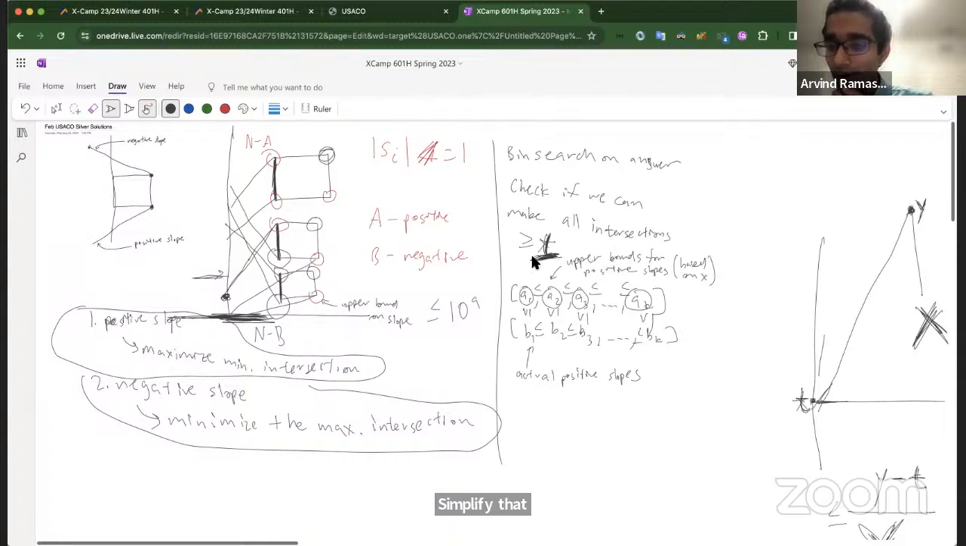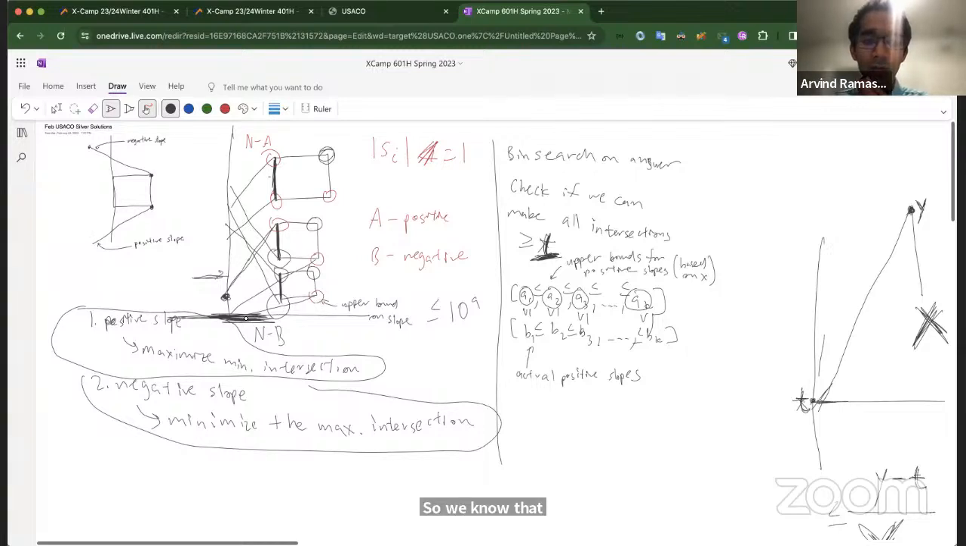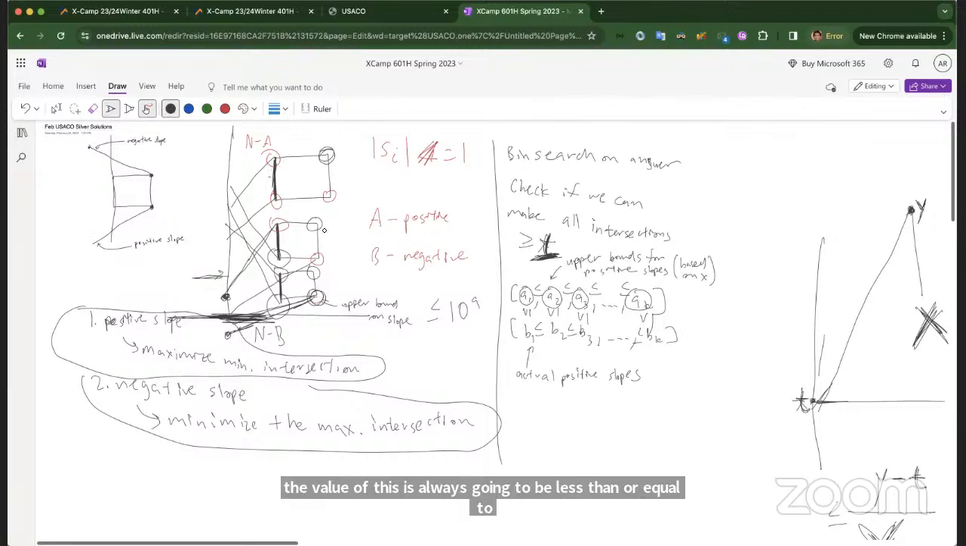How does the minimum y guarantee that the max y will be minimum? We know that the minimum value, since this vertex is red, has a positive slope. This has a positive slope, and the value of this is always going to be less than or equal to the values of negative slopes.